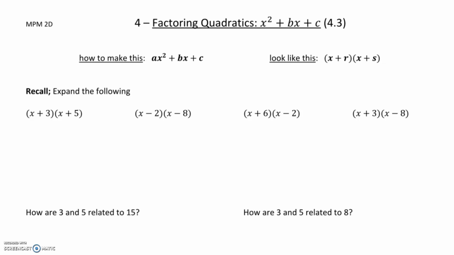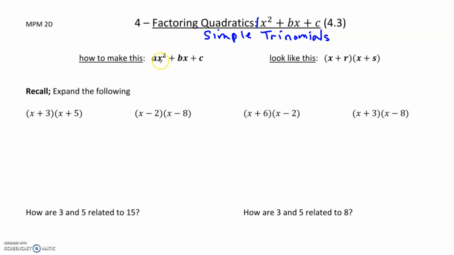This is lesson 4. We're going to look at factoring quadratics in the form x squared plus bx plus c. This is also known as factoring simple trinomials. You can see it's a trinomial because x squared plus bx plus c has 3 terms, and it's simple because the coefficient in front right here is 1.